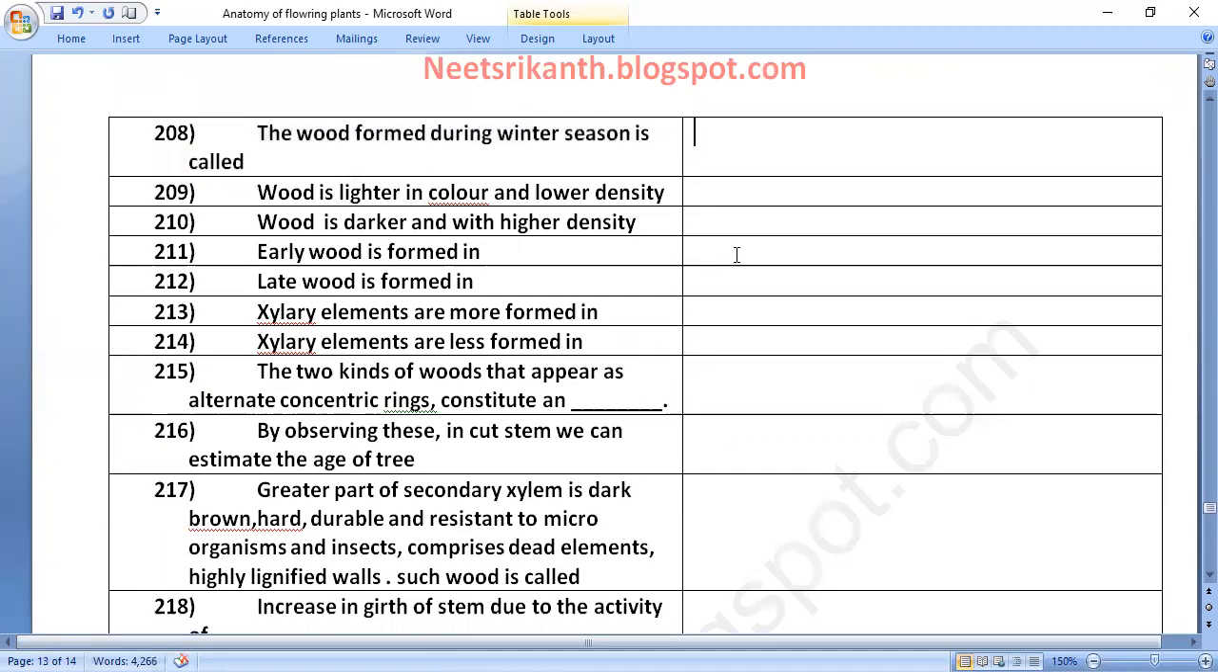Wood formed during the winter season is called autumn wood, or late wood. Spring wood is lighter in color with lower density. Autumn wood is darker with higher density. Early wood is formed in spring wood. Late wood is formed in autumn wood.